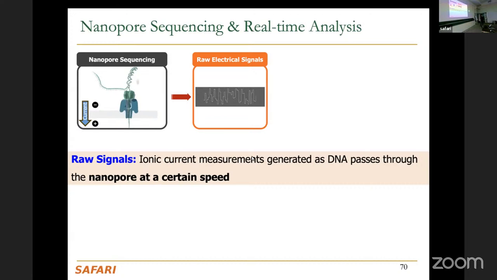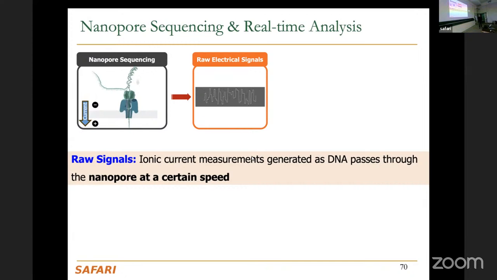Those ionic current changes are measured in real time as DNA passes through the nanopore at a certain speed, right? So there is a particular speed that it moves through. And these measurements are then reported basically as raw electrical signals.